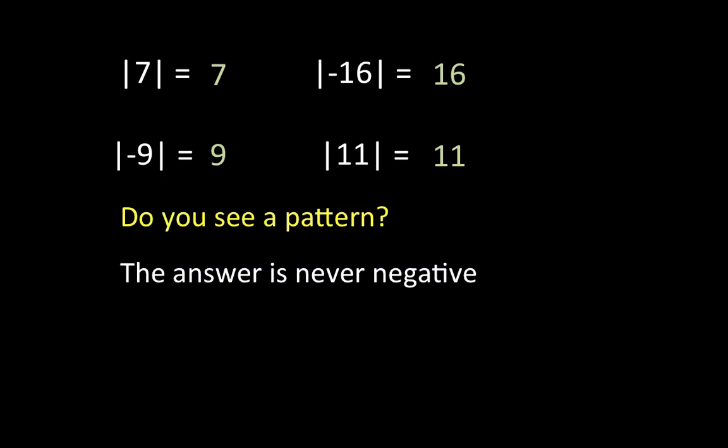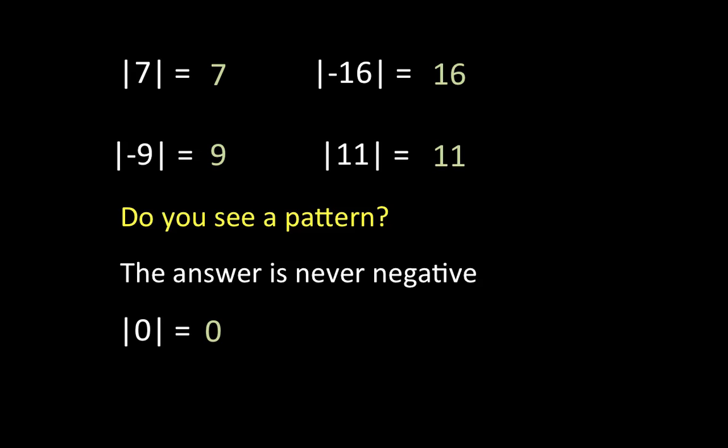Now, some of you might say the answer is never negative, and you'll be absolutely correct. Now, others might say, well, another pattern I'm seeing is that the answer is always positive. And if you said that, then you are 99.999% correct, in that for all the numbers except one number, the answer will always be positive. Do you know what number that is? That's right. The absolute value of 0 is 0.